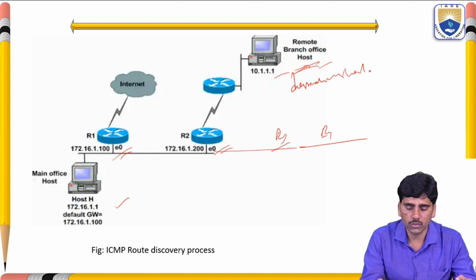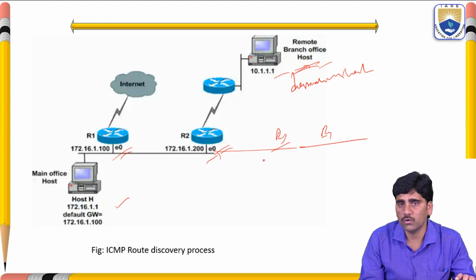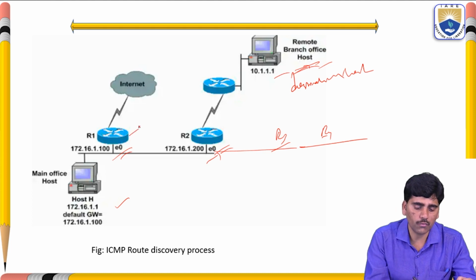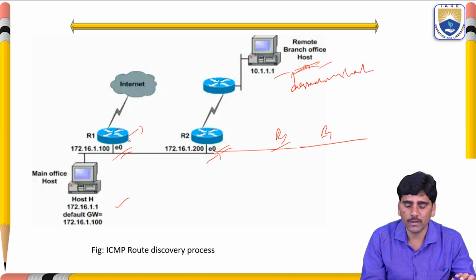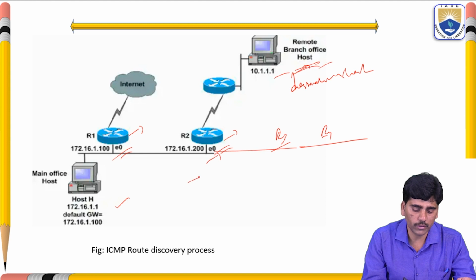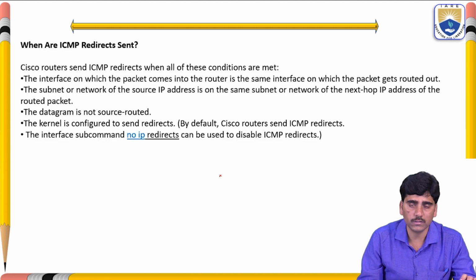Choosing the best router to forward the data transmission to the destination site is nothing but router discovery, or router redirect messages to the host. Here router R1 has a certain amount of time and R2 also has a certain amount of time. Through which router can the data be forwarded fastest to the remote branch office? This is the way we can understand the router discovery process.